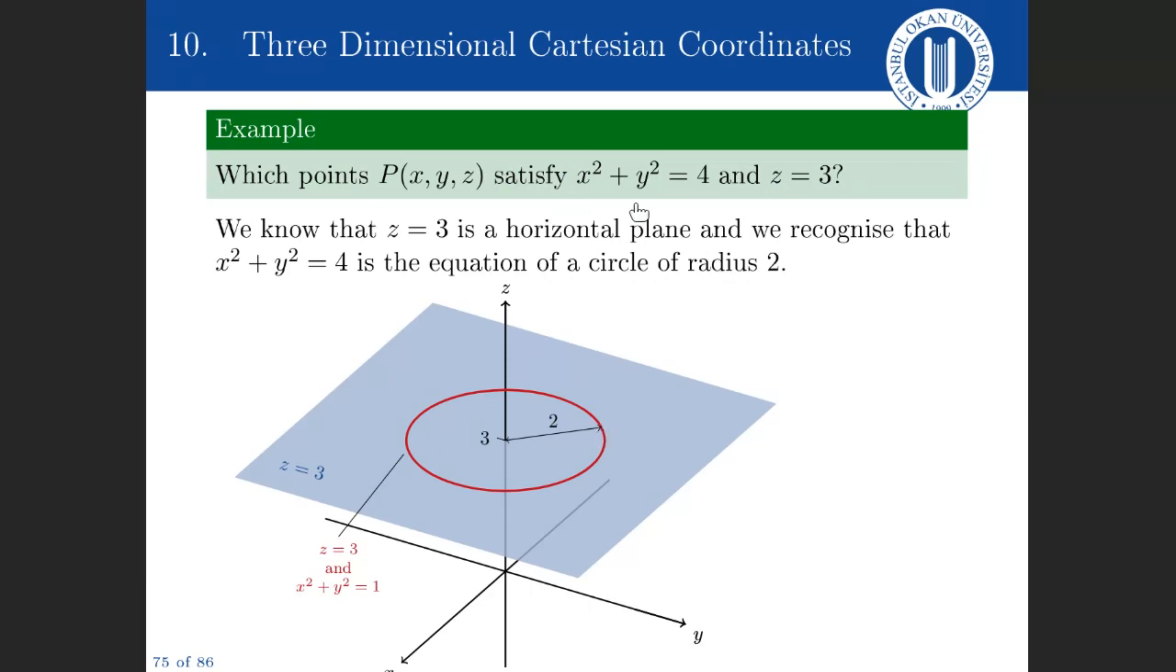Which points satisfy x squared plus y squared equal to 4 and z is equal to 3? Z equal to 3, we recognize this. This is the equation of a horizontal plane. X squared plus y squared is equal to 4. Again, we recognize this. This is the equation of a circle of radius 2. So we want the points which satisfy both of these equations. It must be the circle of radius 2, which is inside the plane of height 3.